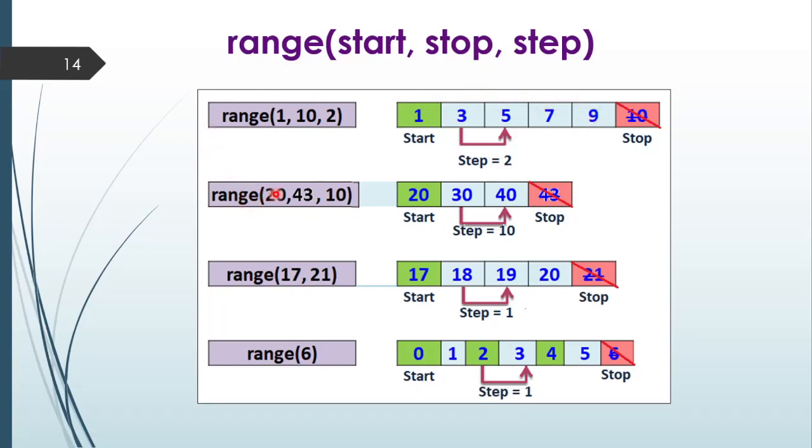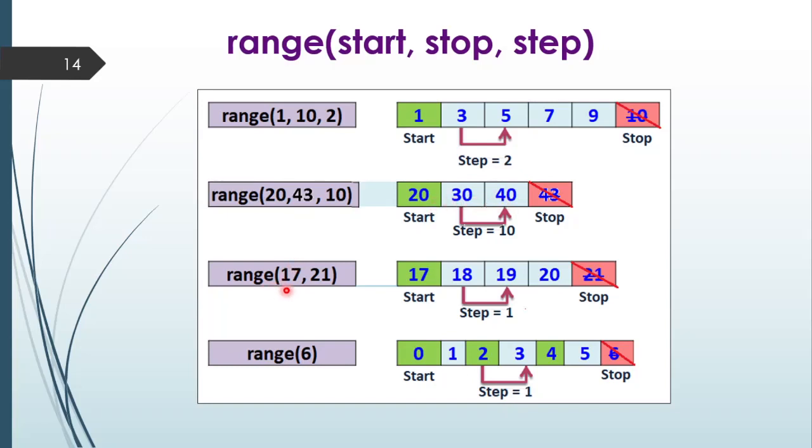Next example, range 20, 43, 10. Starting is 20, after that 30 and 40. When we step 10 more, it is 50. So the sequence will be 20, 30 and 40.